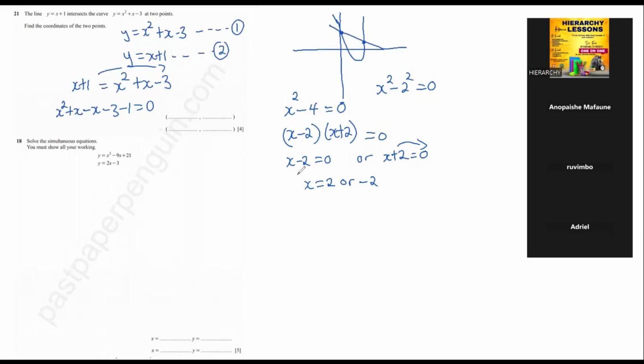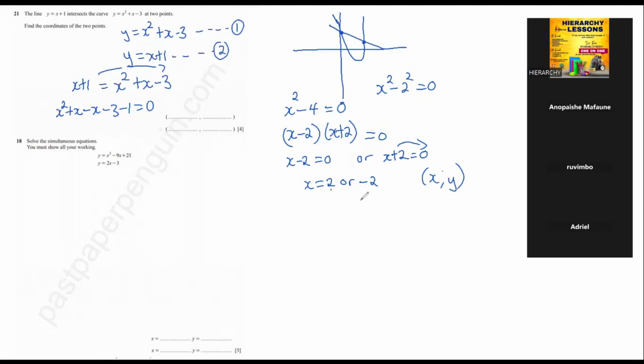So now to find the coordinates. Remember, coordinates are written as, unfortunately we haven't done coordinate geometry, x, y. So it's the x coordinate first and then the y coordinate second. So we now go back to one of the equations to find y. If x is 2, what is y?